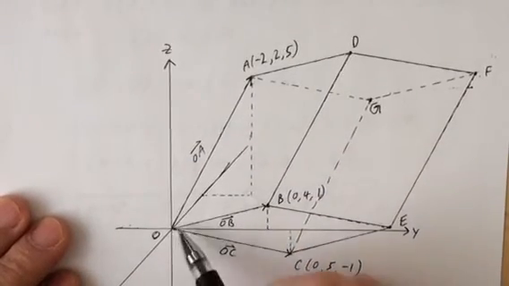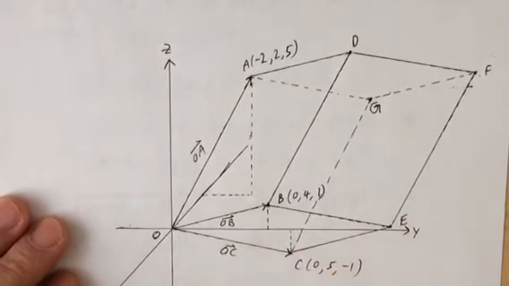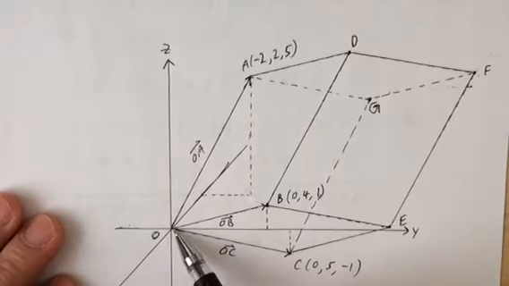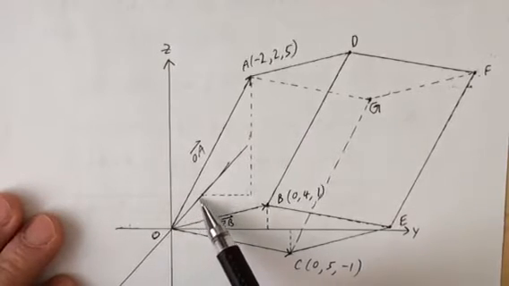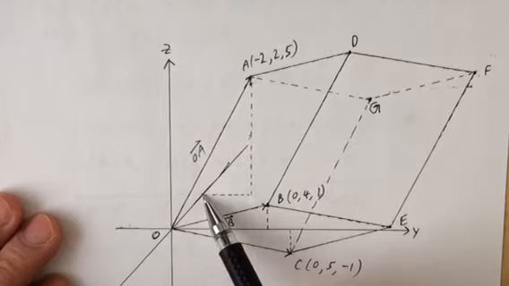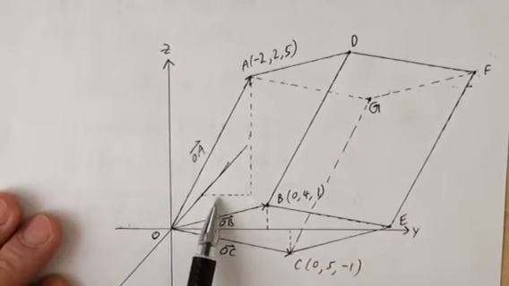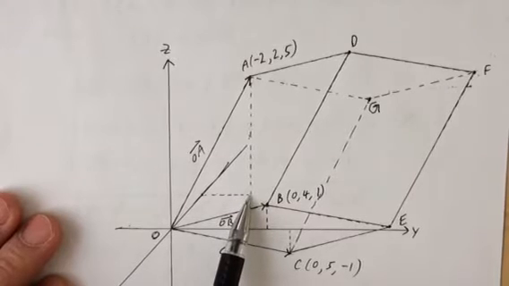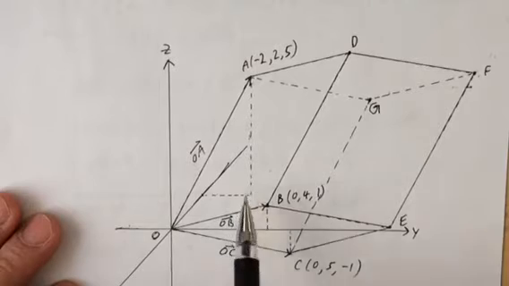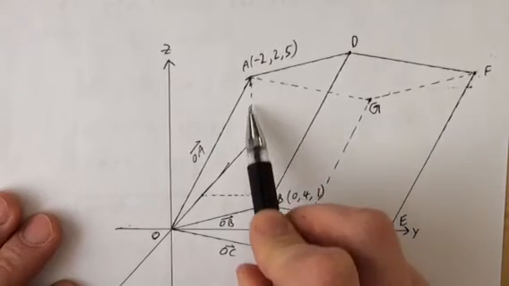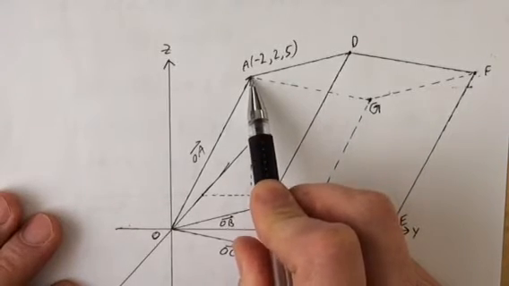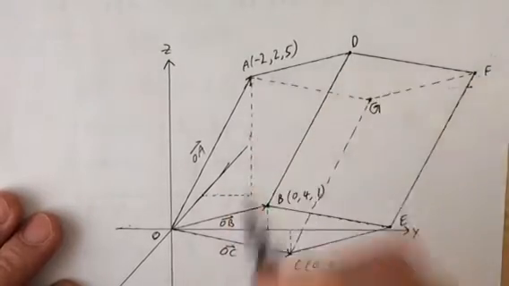How did we get that? Well, I measured this all out in centimeters. So I went 2 centimeters back on the x-axis, so that's -2. And then I went 2 centimeters to the right, parallel to the y-axis, so there's the -2, 2. And then I went up 5 parallel to the z-axis, and that gives me the point there. So that gives me vector OA.